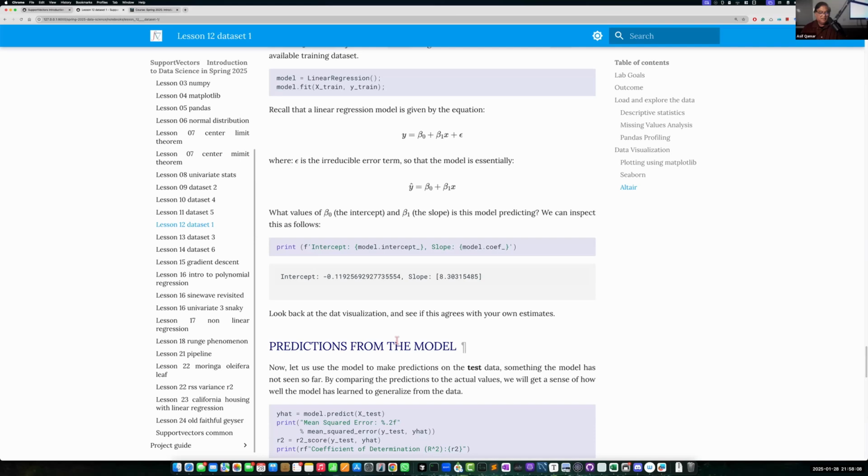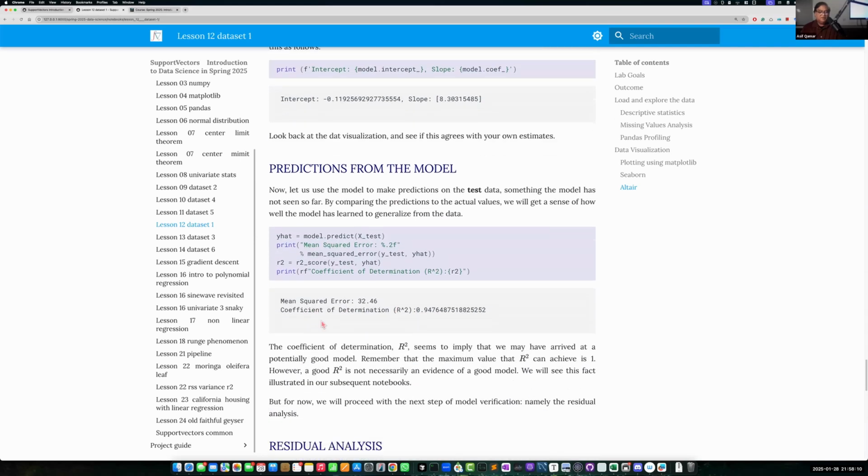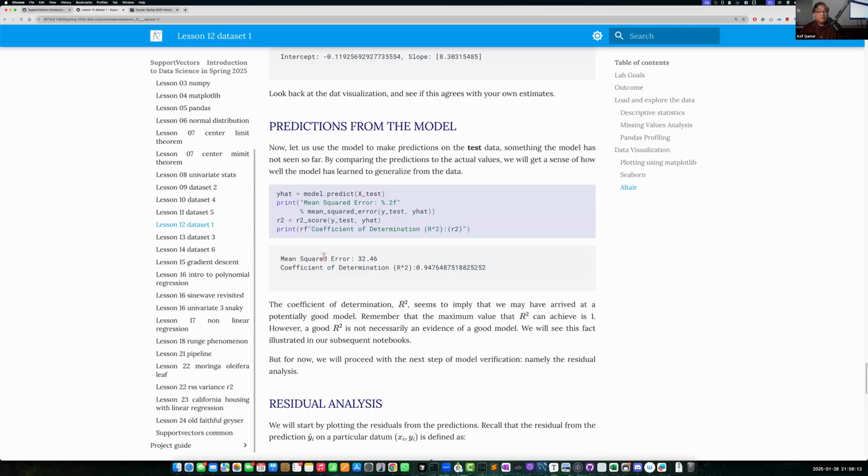So predictions from the model: you give it an input, it will make predictions. Oh, by the way, how do we know that the model is good? You try it on the test data, and then you look at the mean squared error and the coefficient of determination. The coefficient of determination needs a bit of explanation. It's called R squared.